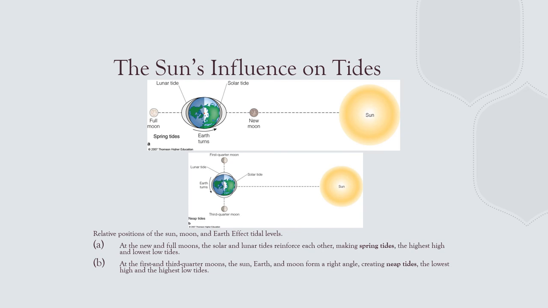The sun now has its influence as well. When the sun and the moon are on plane, you have very high bulges and very low nodes. We call that a spring tide. When we're at the quarter, you have moderate bulges, moderate lows. We call that a neap tide.